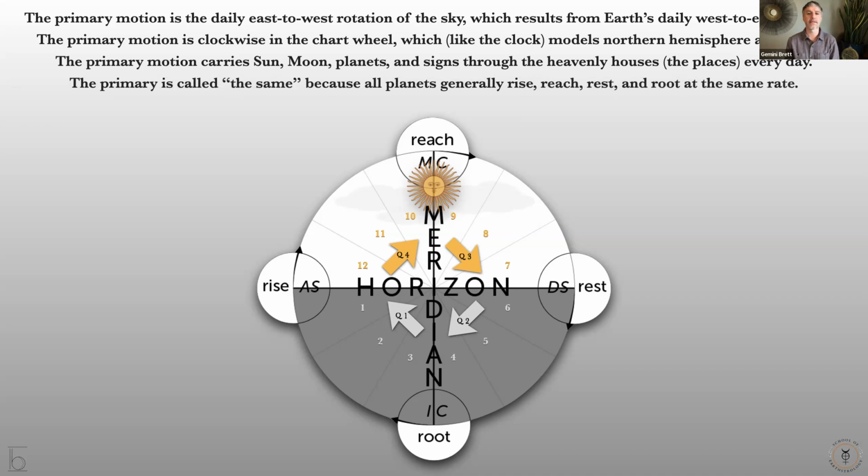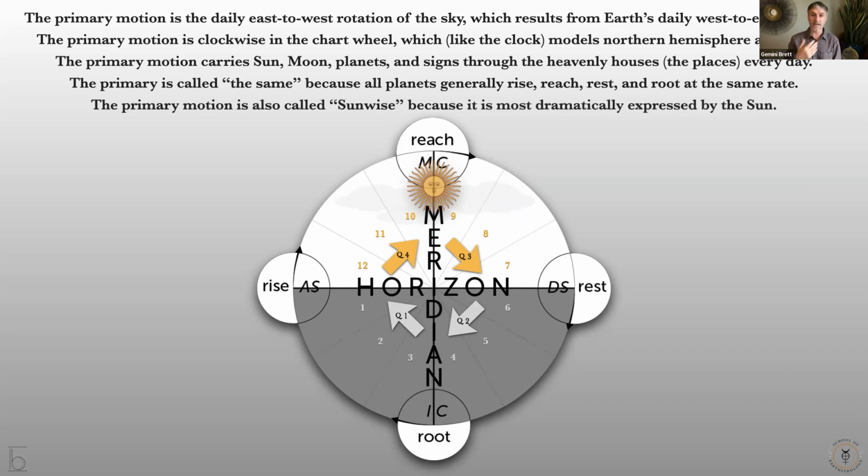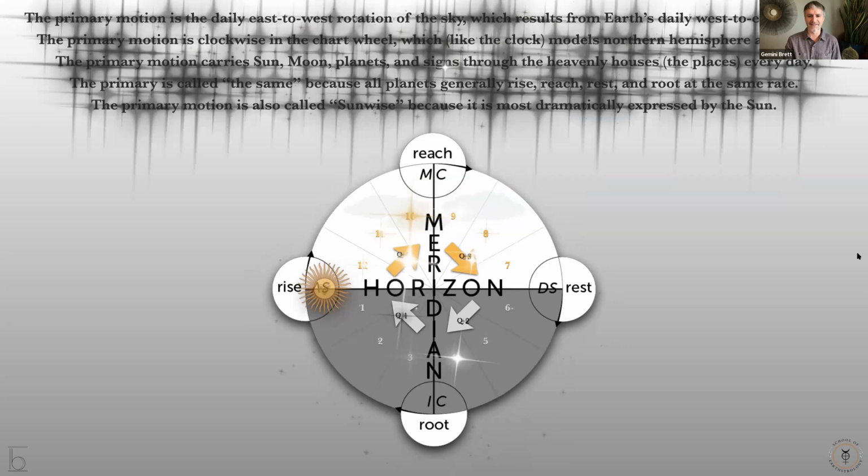So the primary motion is called the same. Why? Because all planets generally rise, reach, rest, and root at the same rate, which is what? The rate of Earth's spin. The sky spins because the Earth spins. The Earth spins in about 24 hours. So the sky spins in about 24 hours, and that spinning sky is the same for the sun as it is for Saturn. Now, there's a little reasons why that gets tweaked and why I have to write generally to be completely accurate, and that's beyond the scope, at least today. Finally, the primary motion is also called sunwise because it is most dramatically expressed by the sun. Okay, a moonrise is a beautiful thing to behold, but only the sun takes us from day to night at set and from night to day at rise, right?